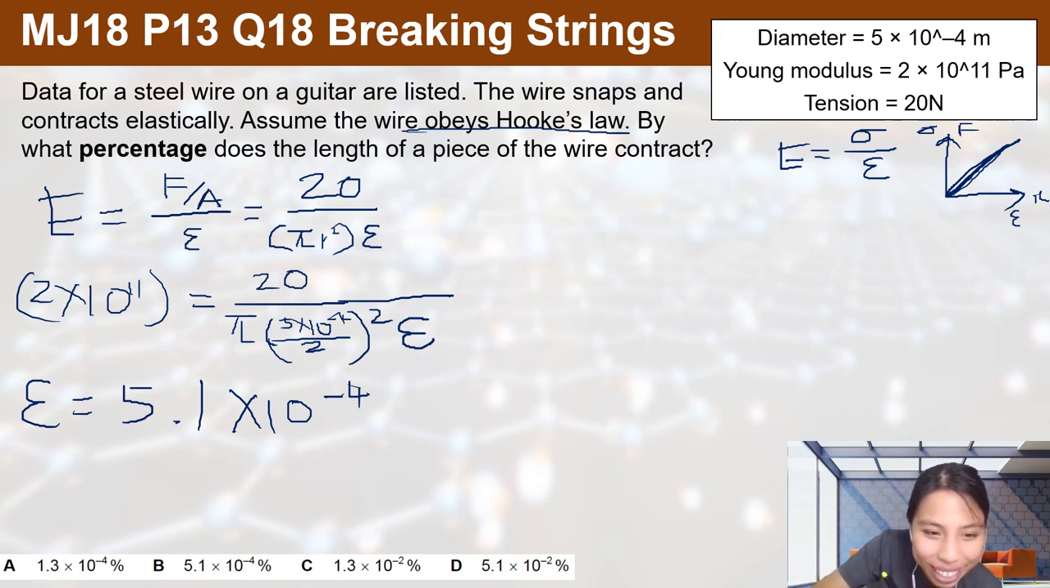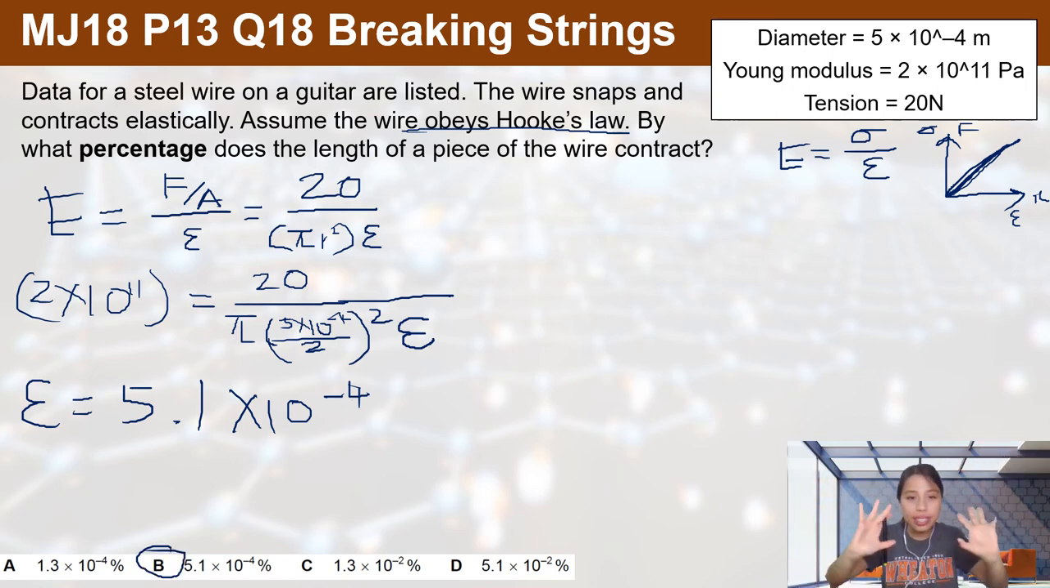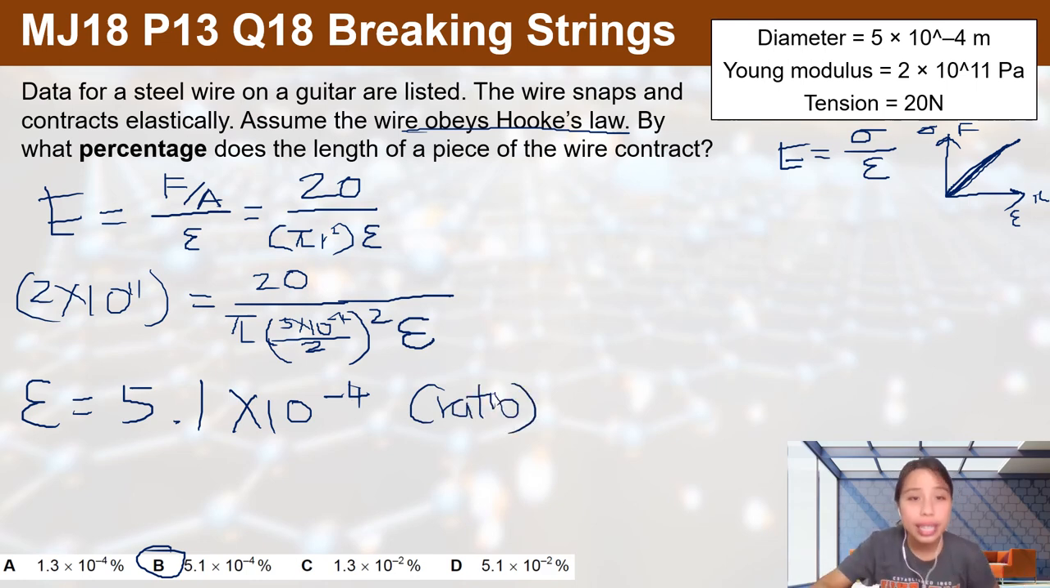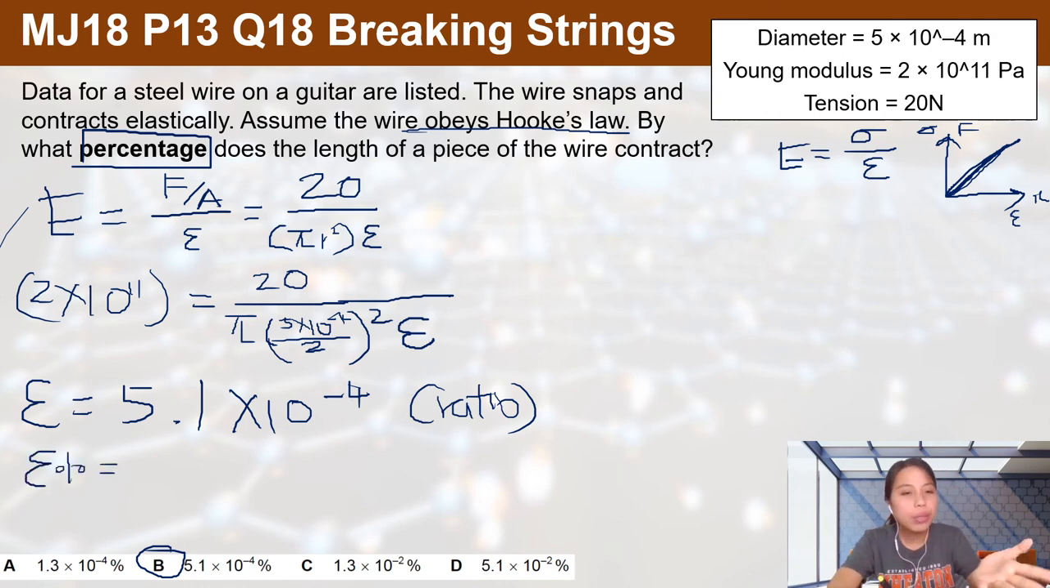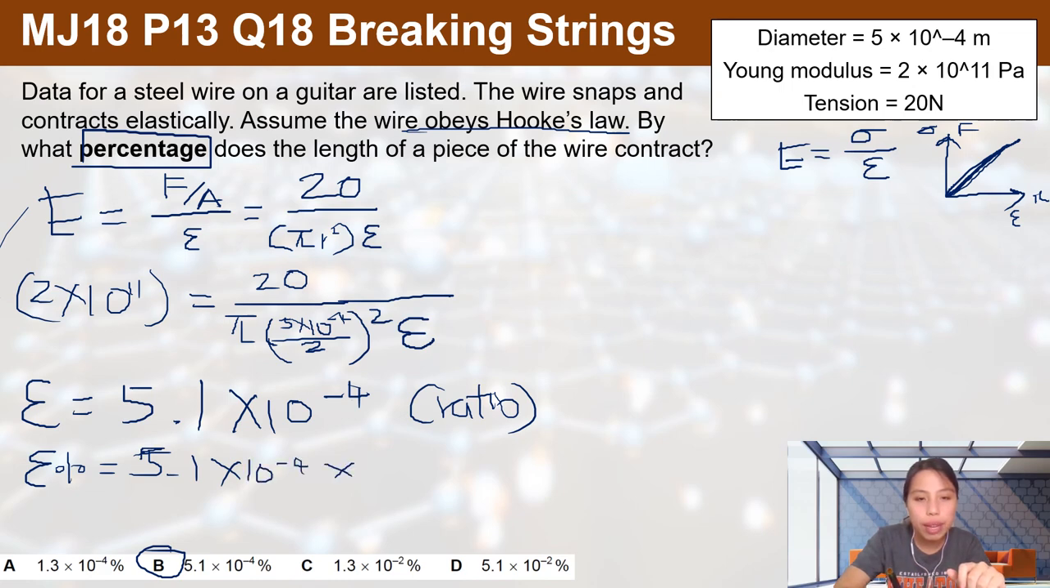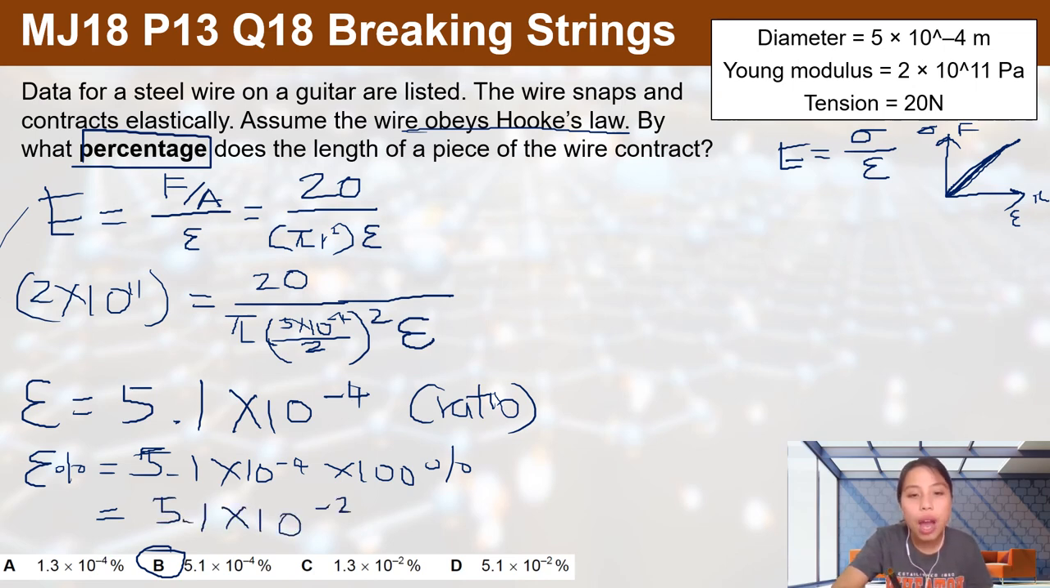Now, if you say, oh, I found the answer, it is B. No. Pause there. Wait. This is still in a ratio. It means change in length over original length. But they want percentage. So be careful. You need to find the percentage. Okay, so you know E. You won't see the mark scheme write E percentage, but I write it that way to differentiate a bit. E percentage means strain in percentage instead of ratio. So for E percentage, you need to multiply by 100% to convert it to a percentage. So multiply by 100%, you get 5.1 times 10 to the negative 2%. So, don't choose B. Choose D. That is the answer in percentage.